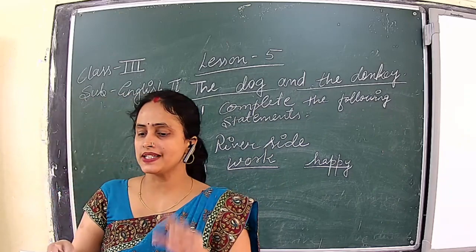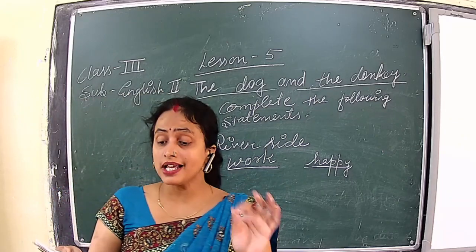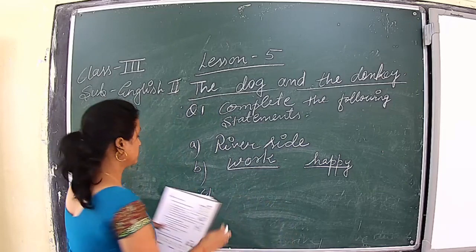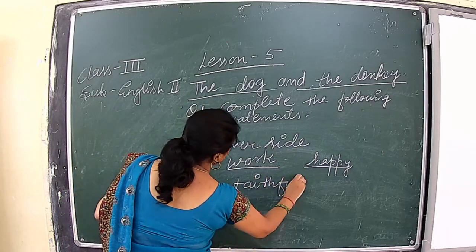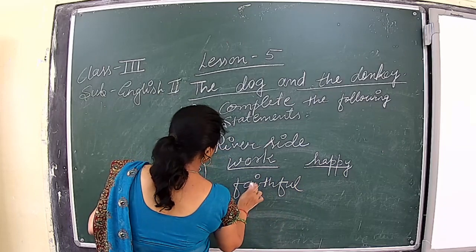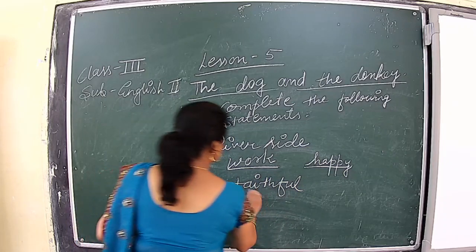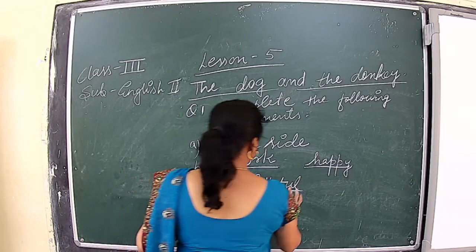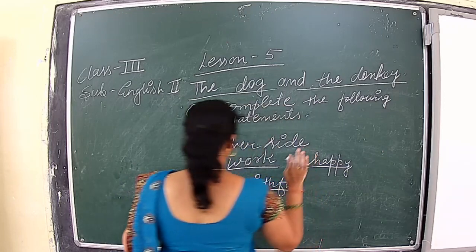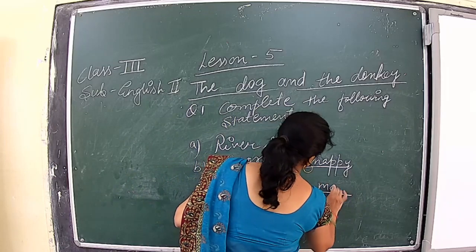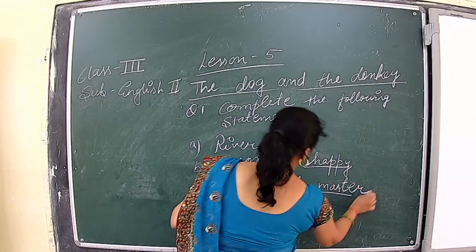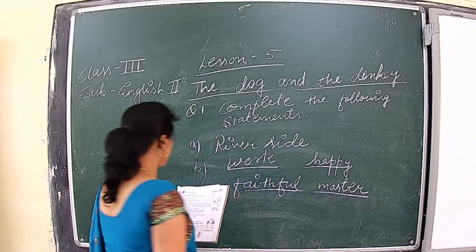Okay. Now next one. As the dog was dashed. So as the dog was faithful. Faithful means loyal, no? Faithful, first blank. And the other blank, faithful, the master loved it. Master, you have to write. Two blanks are there.